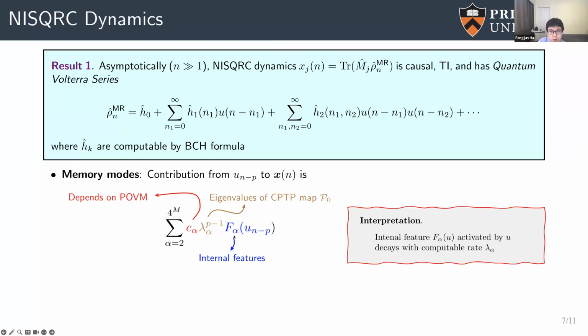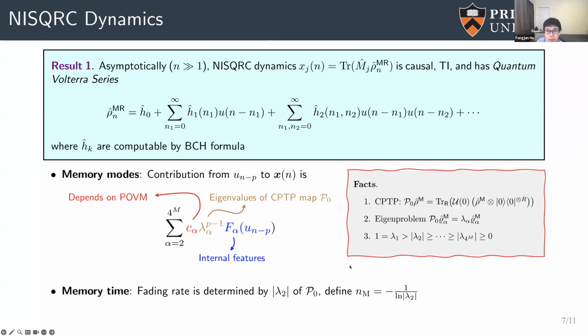Then the final blue terms F alpha are called the internal features of the NISQRC. These internal features are activated by the input value u, p time steps before, and they decay with totally different but computable rates lambda alpha, which are the eigenvalues of the CPTP map P0 we defined in the previous slides. As a result, the memory fading rate is totally determined by the second largest eigenvalue of the quantum channel P0. It suggests we define a memory time of the NISQRC as the half-life time of this particular internal feature.